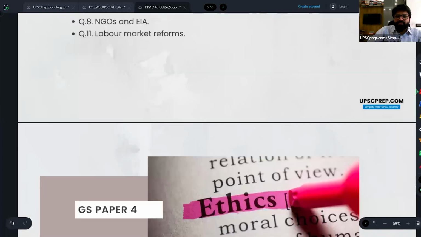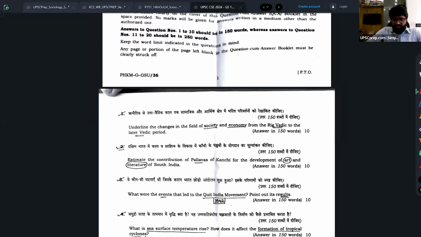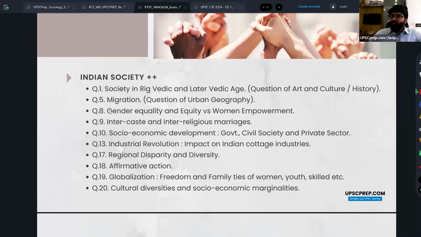I've divided into 4 papers, and I'll directly open the papers. I hope most of you would have had a quick look at the papers this year, not just sociology paper 1 and 2, but also the essay and then GS paper 1. This time again, as usual, in paper 1 the most important topic in terms of weightage and number of questions asked is Indian society. This year, approximately 100 marks worth of questions.